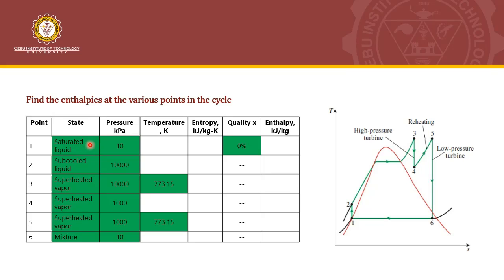And since it's saturated liquid, I can use the NIST refrigerant properties software. And by inputting the value of 10 kilopascal using the saturated liquid, I can get the temperature, the entropy, as well as the enthalpy. Take note that the quality at point 1 is 0% because it is a pure liquid, a saturated liquid at this point, meaning it has no vapor content.